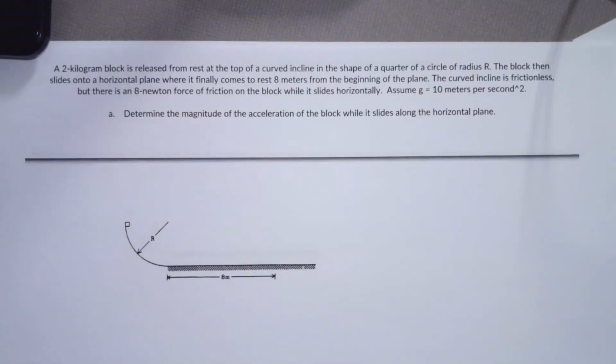Last question. A 2 kilogram block is released from rest at the top of a curved incline in the shape of a quarter of a circle of radius r. The block then slides onto a horizontal plane where it finally comes to rest 8 meters from the beginning of the plane. The curved inclined plane is frictionless, but there is an 8 newton force of friction on the block while it slides horizontally. Assume g equals 10. Determine the magnitude of the acceleration on the block while it slides along the horizontal plane.